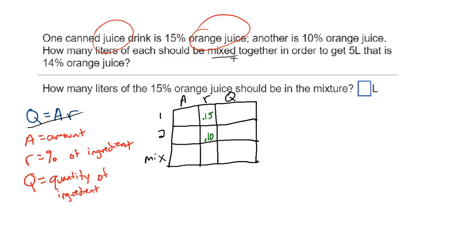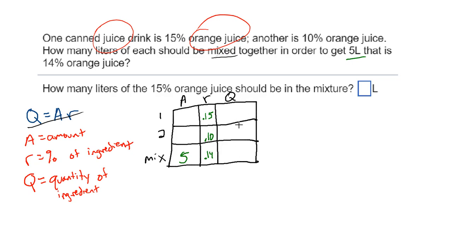How many liters of each should be mixed together in order to get 5 liters? That's the amount for the mixture. We want 5 liters altogether. That's 14% orange juice. All right, so that'd be 0.14. So that's all the information we're given in the problem. Any box that's left open is technically an unknown value. There's one open box here that isn't actually unknown. This box here we do know. We have all the numbers we need to calculate that. But we will get to that in just a minute.